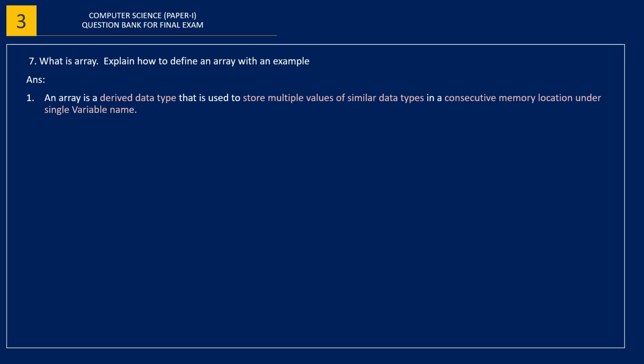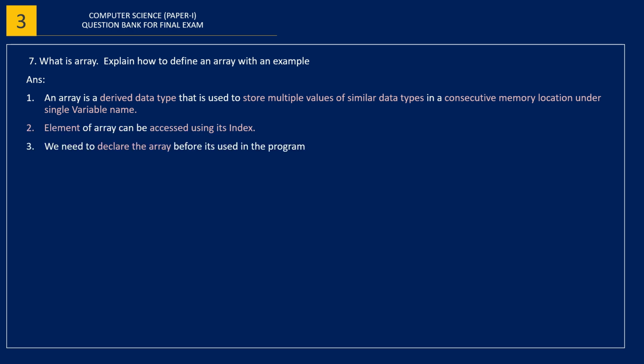Those values will be stored in memory in consecutive memory locations under a single variable name. We don't have to give separate names, for example, if we have 100 values stored in the array, there will be a single name. We will understand this. Let me first explain. The syntax is data type, integer, character, float, double, whatever it may be, name of the array, and the size of the array.